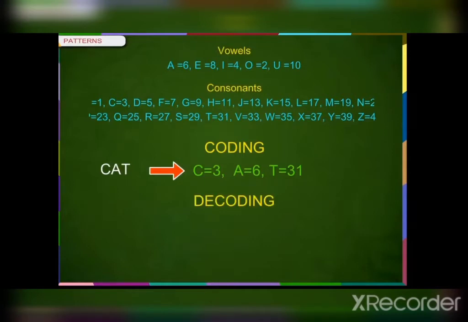Decoding. Now, let's decode a word and see what we get. Decode 529. What is 5? 5 is equal to D. What is 2? 2 is equal to O. What is 9? 9 is equal to G.